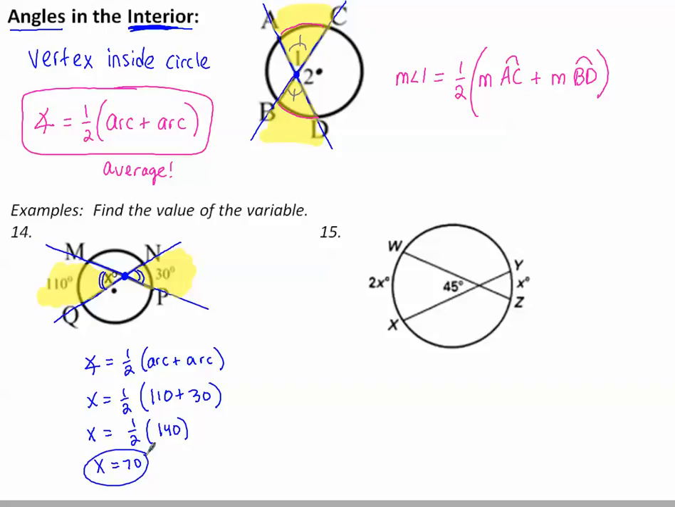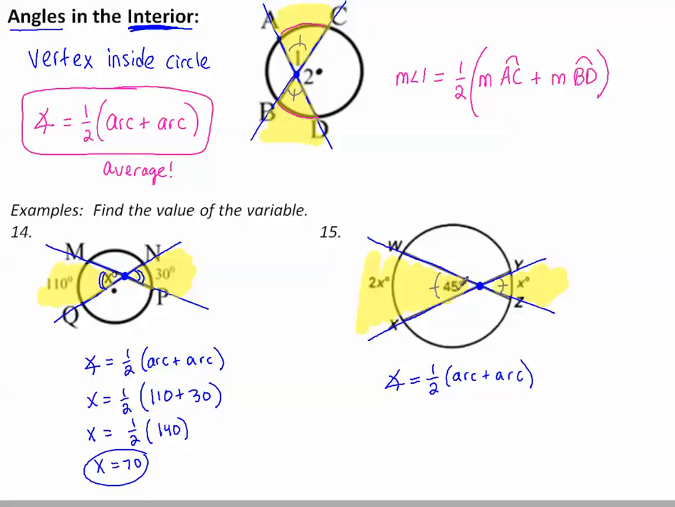Easy, right? All you have to do is recognize that the vertex is inside the circle. Maybe not the center, but somewhere inside the circle. Extend those lines. Remember about vertical angles. And then shine your flashlight from the angle. See what arc is being intercepted. If I know it's an angle in the interior, angle equals half of arc plus arc.